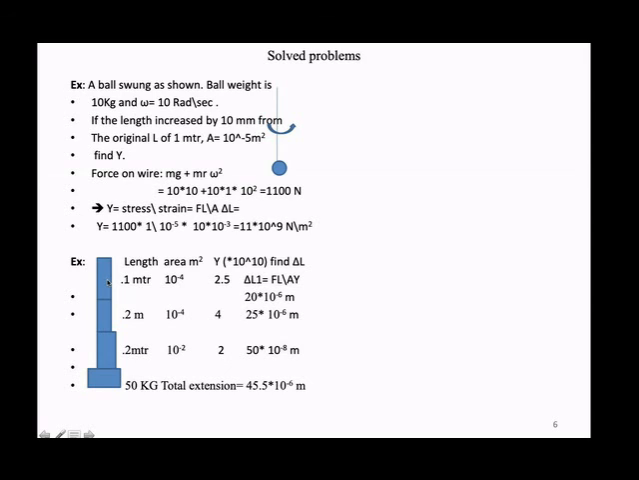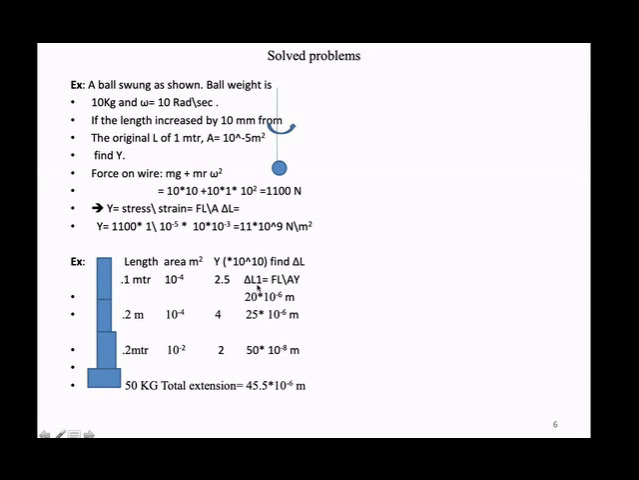Now this is another example. We have three bodies, 1, 2, 3. Length is 0.1 meter, this is 0.2 meter, and this is 0.2 meter. Their areas are 10 to the power minus 4 meter square and 10 to the power minus 2 meter square. Their Young's moduli: this is 2.5 into 10 to the power of 10, this is 4 into 10 to the power of 10, and this metal is 2 into 10 to the power of 10. Then 50 kg is hanging from the bottom. So what is the total extension because of the 50 kg weight on the three bodies?